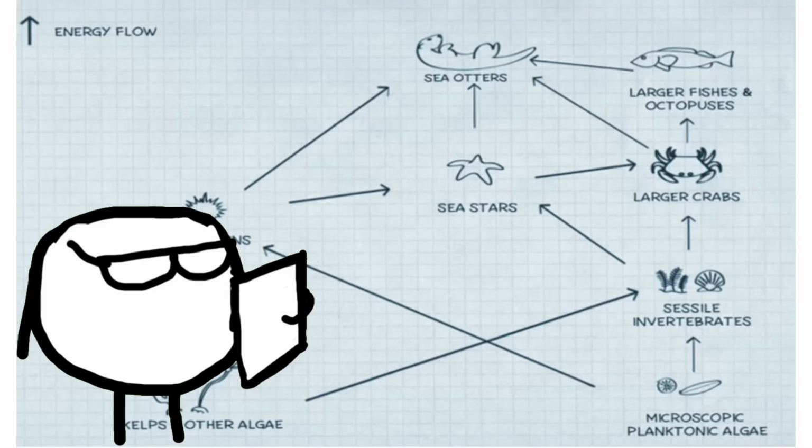Hey guys, in this video, I'll be telling you about food chains and food webs. A keystone species is an organism that has a large impact on an ecosystem relative to its abundance.